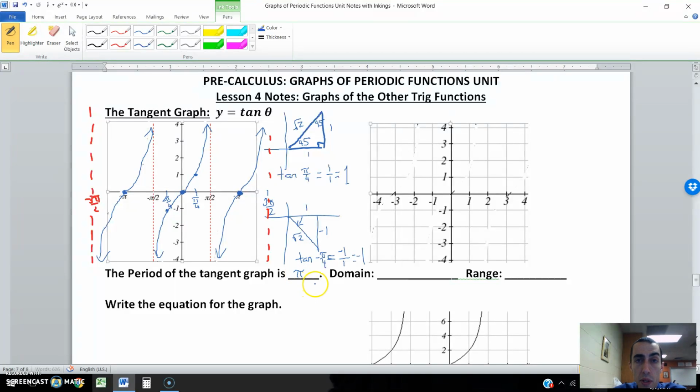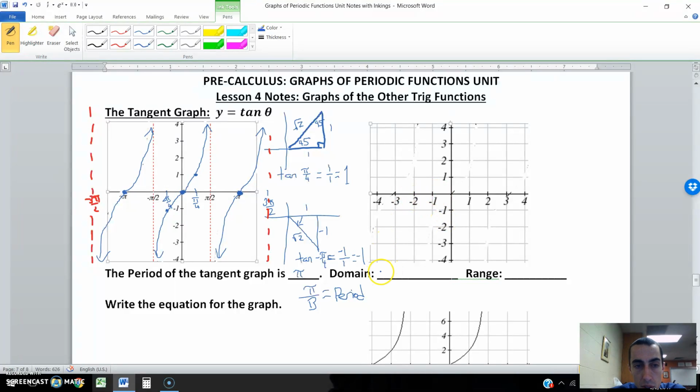Now that's different than the period of the sine and cosine graphs, each of which is 2 pi. So then, when we have an equation and we've got a b in that equation, remember for sine and cosine we'd have to do 2 pi over b. For tangent graphs, the period is computed by doing pi over b. Alright.